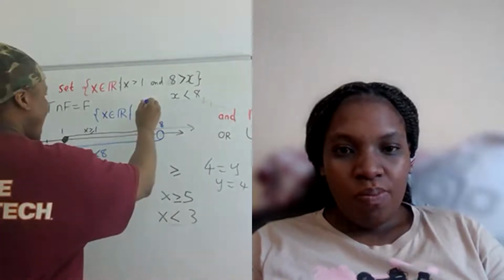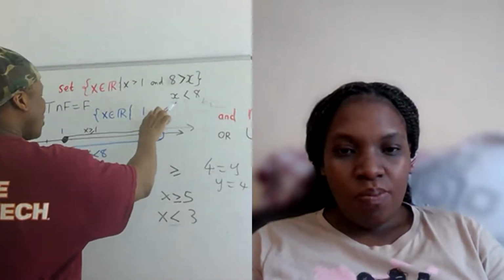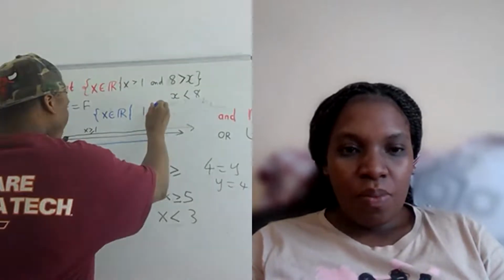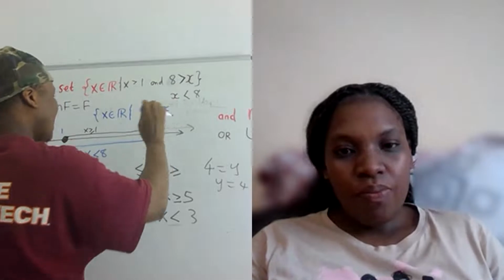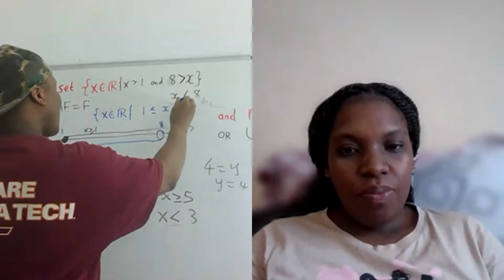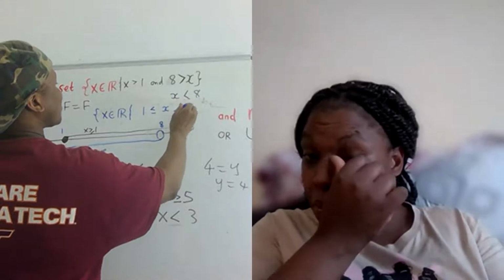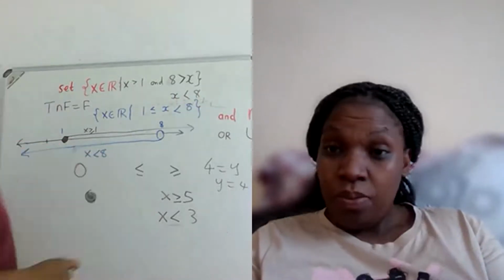So we're going to say 1. Am I going to say including or excluding 1? Including 1. And then here we're going to write our x, because there are two numbers here, all the way to 8. Is 8 including or excluding? Excluding 8. And that's going to be the final answer.